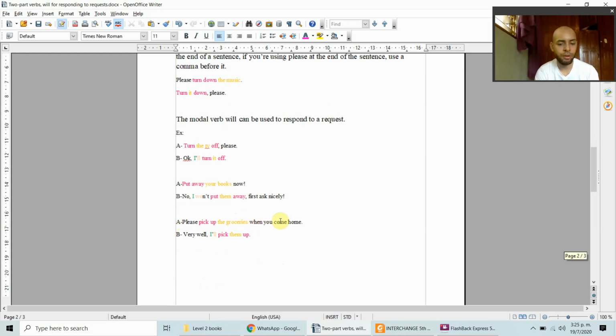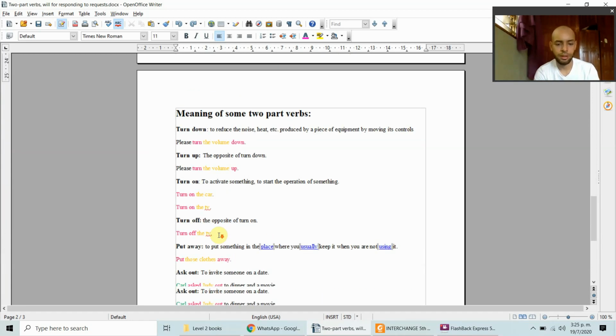Please pick up the groceries when you come home. Pick up is the two-part verb, and the groceries is the object receiving the action. Pick up the groceries when you come home. Remember, you can use the object and put it between the two words. You can say pick the groceries up or simply pick up the groceries. Very well, I'll pick them up. Again, using will to respond to a request.